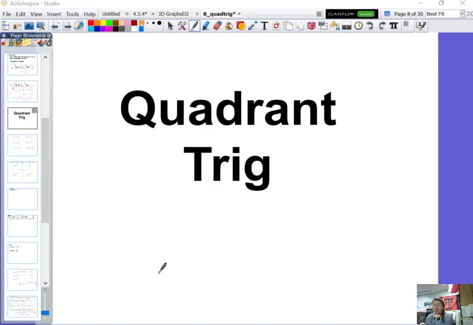We are going to learn about Quadrant Trig today, thinking beyond the unit circle. It's very similar to what we've been doing with the unit circle, but we're thinking bigger than the unit circle.